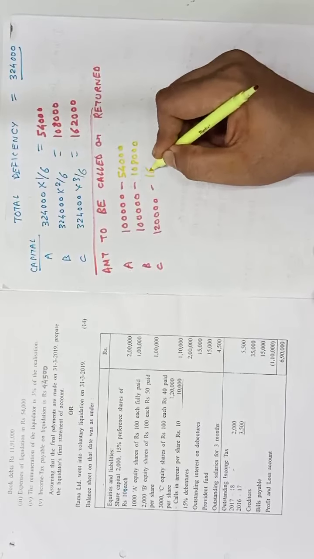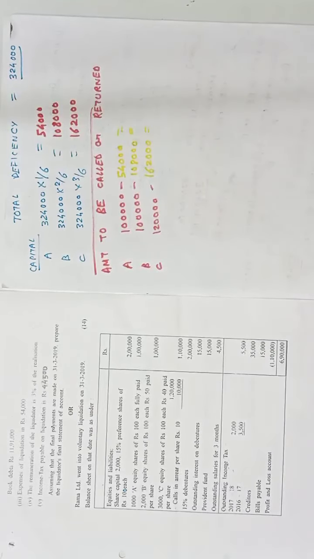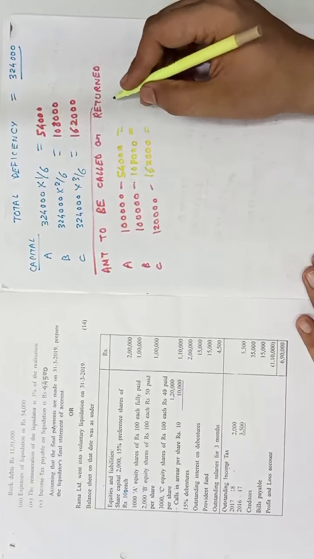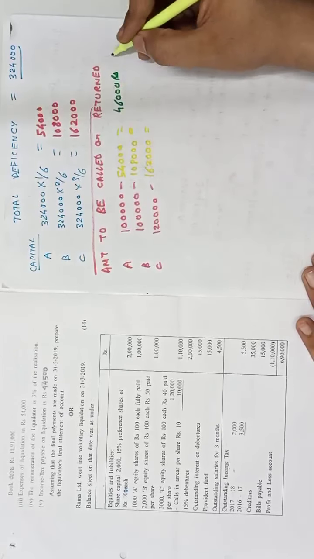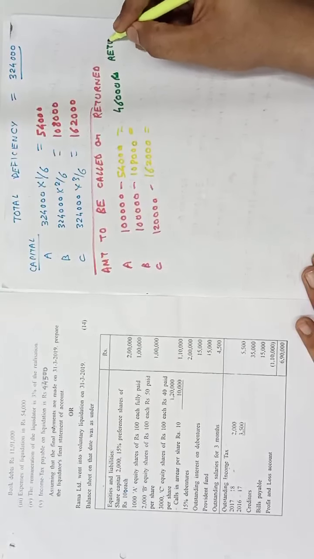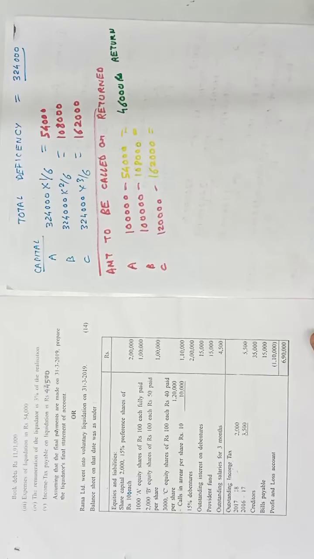1,08,000 and 1,62,000. So if I say 1 lakh minus 54,000, what value does it give me? 46,000 rupees. Is it a positive value? Yes. My deficiency is 54,000, but I am having the money of 1 lakh, so 46,000 is to be returned. I suppose it is clear.